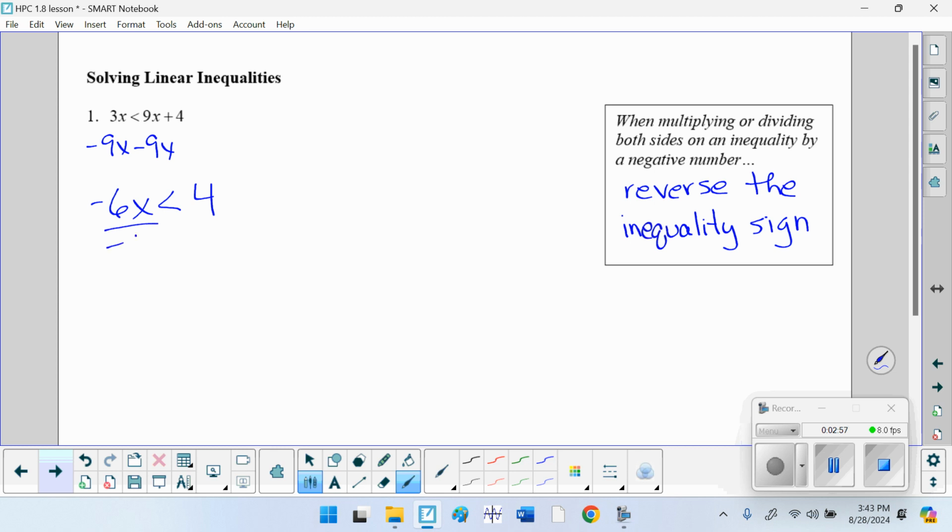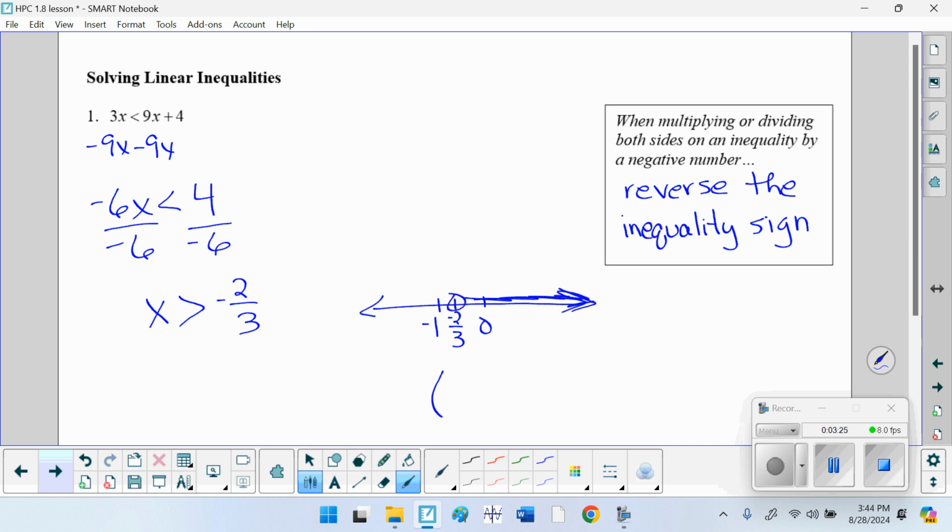But in my next step, when I divide both sides by negative 6, I am going to have to reverse that sign. And also at the same time, I'm just going to go ahead and simplify that fraction. So x is greater than negative 2/3. If I had to graph it, open circle, shaded to the right. If I had to write it in interval notation, it would look like that. And that's probably the best infinity symbol I've ever drawn.